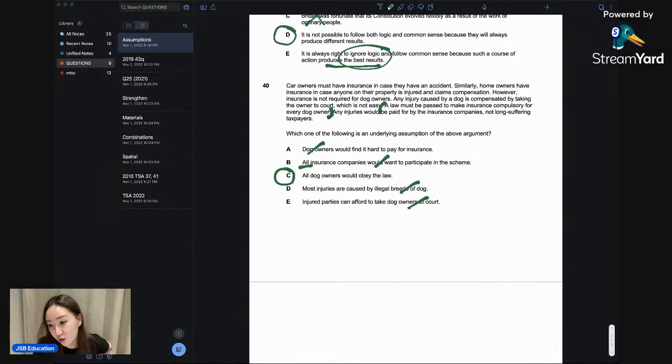Will you be notified if you don't get an interview? Yes. And usually you're notified at the same time as the people who get interviews. So yeah, your college will email you basically.